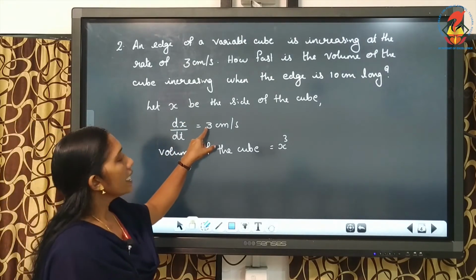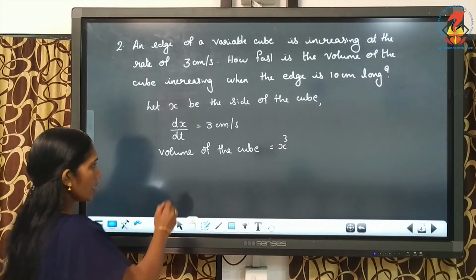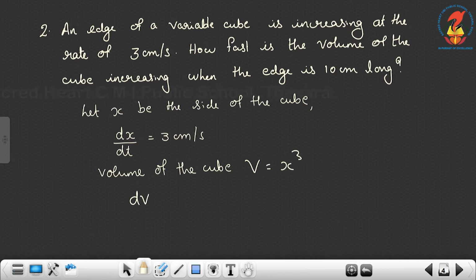And one more thing, increasing means the positive sign, decreasing means the negative sign. So we have to find volume, I can denote as V. So we have to find dV by dt. So d by dt, how fast means with respect to time. So d by dt of x cube. What is the derivative of x cube with respect to t? So x cube derivative is 3x square.